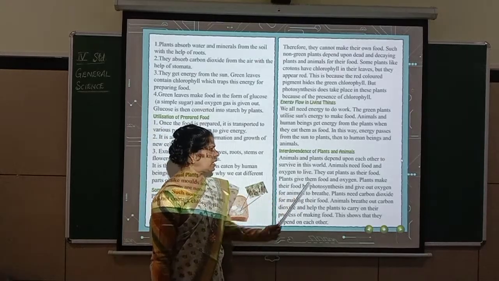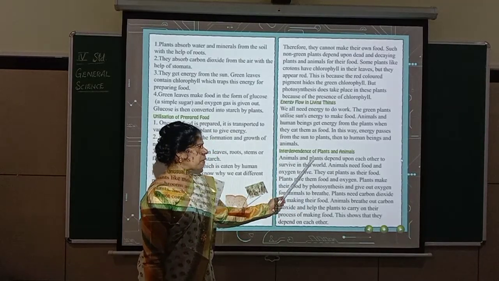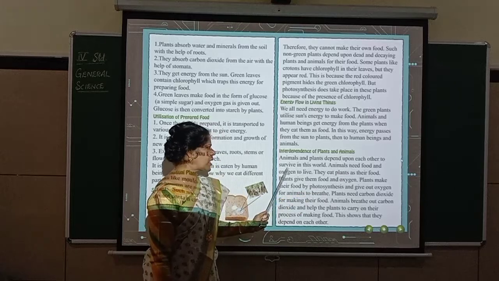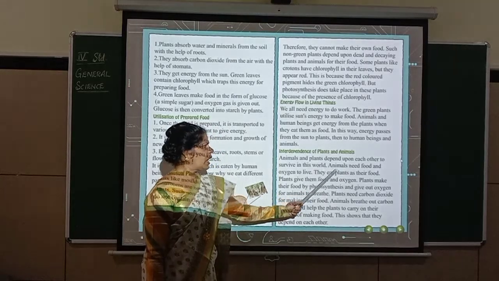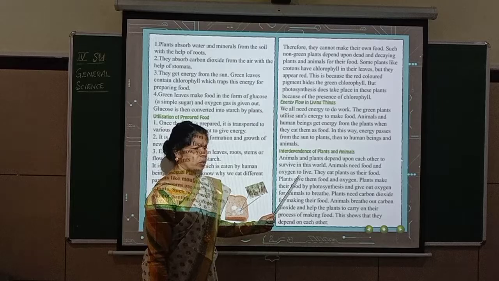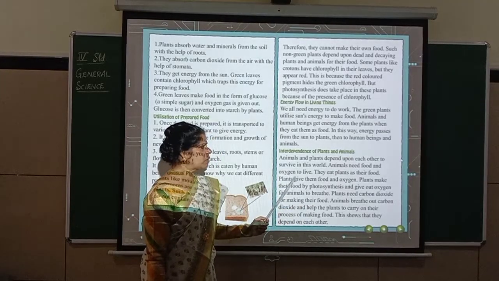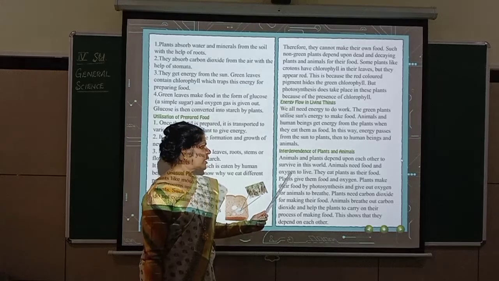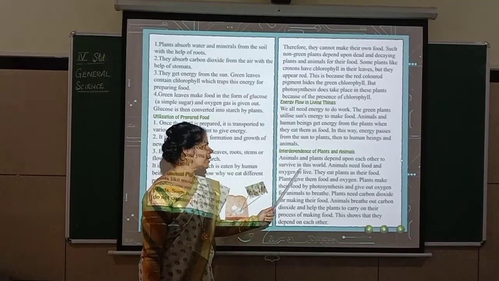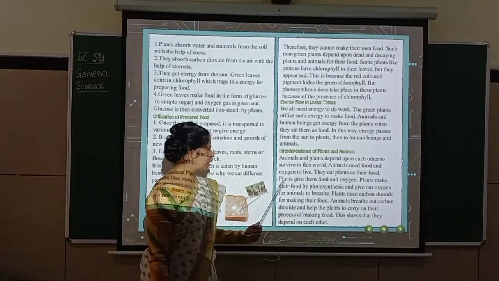Interdependence of plants and animals. Animals and plants depend upon each other to survive in this world. Animals need food and oxygen to live. They eat plants as their food, isn't it? Animals require food as well as oxygen. So from where do they get food and oxygen? They eat plants as their food.